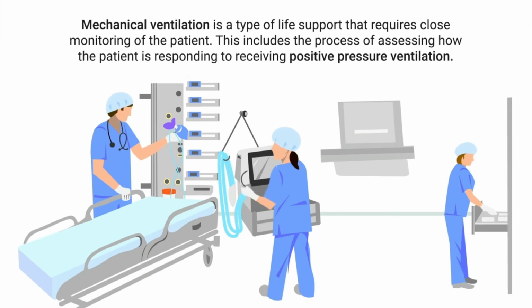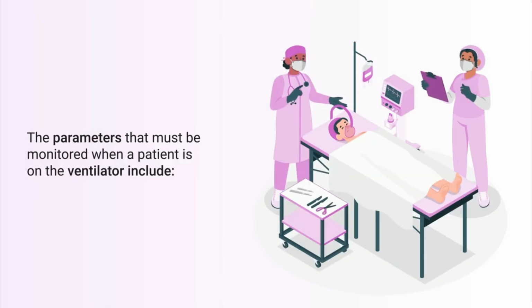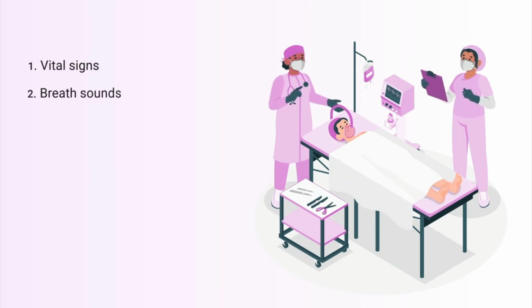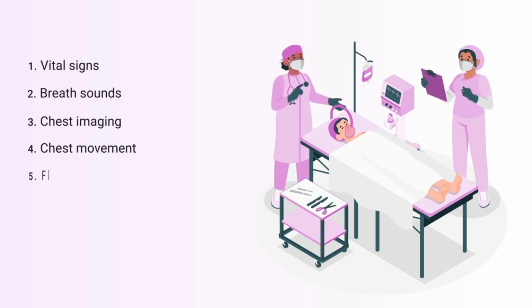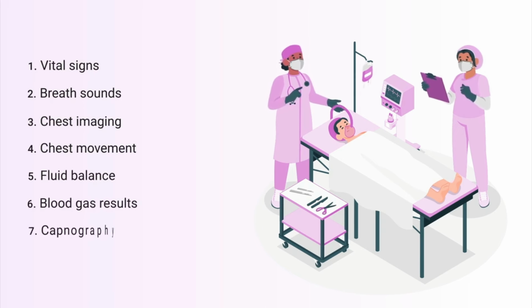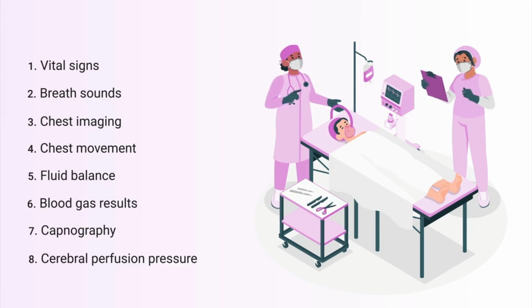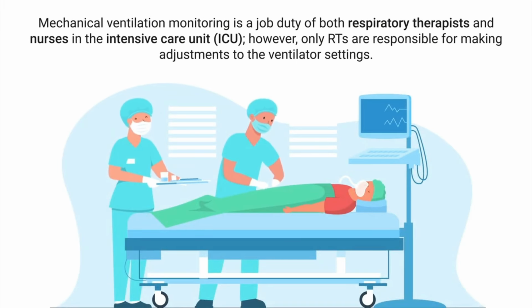Mechanical ventilation is a type of life support that requires close monitoring of the patient. This includes the process of assessing how the patient is responding to receiving positive pressure ventilation. The parameters that must be monitored when a patient is on the ventilator include their vital signs, breath sounds, chest imaging, chest movement, fluid balance, blood gas results, capnography, and cerebral perfusion pressure. Mechanical ventilation monitoring is a job duty of both respiratory therapists and nurses in the ICU. However, only respiratory therapists are responsible for making adjustments to the patient's ventilator settings.